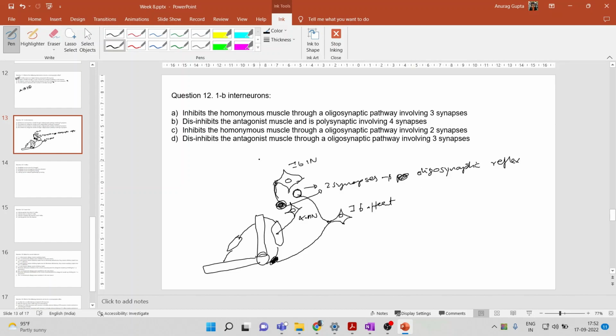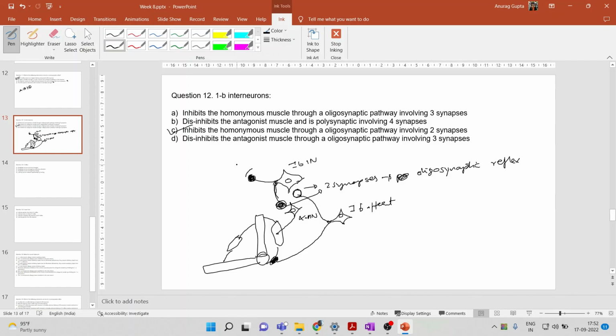So it inhibits the homonymous muscle through an oligosynaptic pathway involving two synapses. So this is correct. We can see this here. So this answer is correct. And then this inhibits the antagonist muscle through an oligosynaptic pathway involving three synapses. So let us consider one more case. So this is a form of negative feedback.